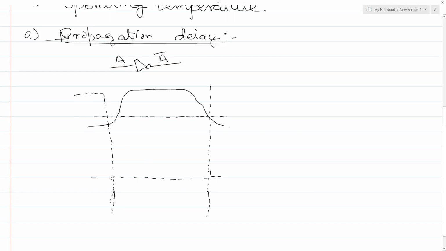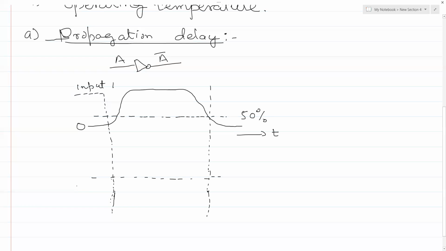So this is the input. If this is considered as 0, then the middle one will be 50% of the input, and this is the final 100% of the input. This is input 1. The horizontal axis shows the time duration, and the vertical axis shows the amplitude value.